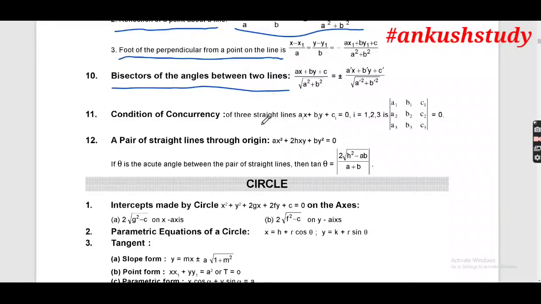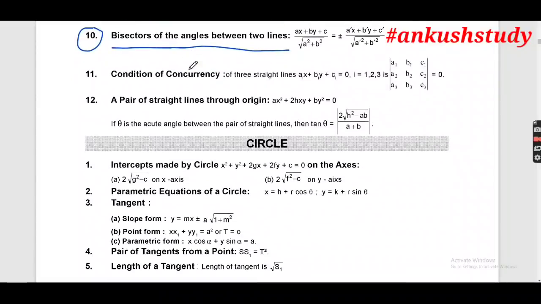Okay, so this formula is (ax plus by plus c) upon root of a square plus b square is equal to plus minus (a dash x plus b dash y plus c dash) upon root of a dash square plus b dash square. Okay, so this was the formula of the bisector of angles between two lines. This is also an important one.